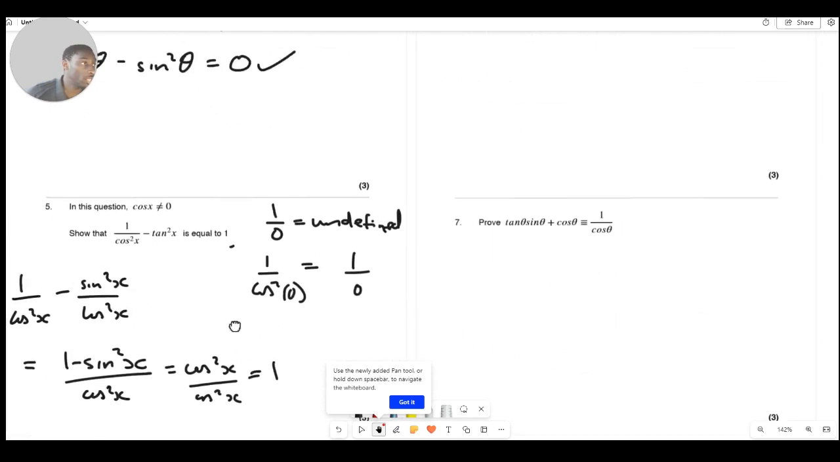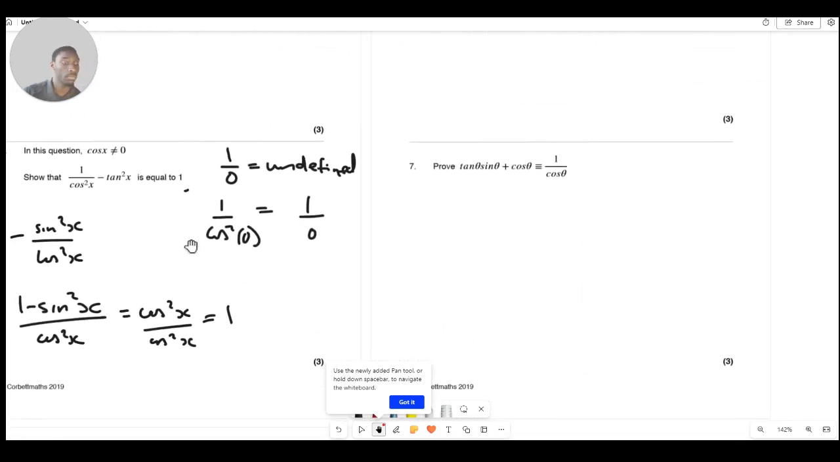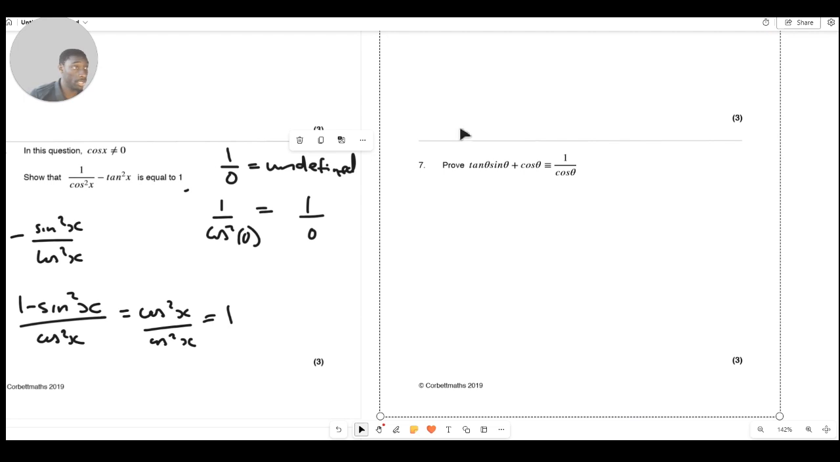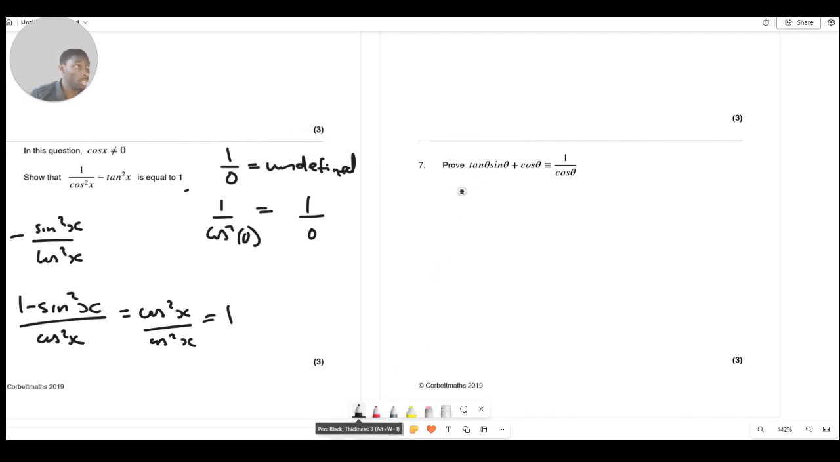Okay, let's look into a few more. So I've got tan theta times sine theta plus cos theta is equal to 1 over cos theta. So again, I can see on my right hand side, I only have 1 over cos theta. Well, with that, we can't do anything with 1 over cos theta, really. So definitely we have to start from the left hand side and then work our way. So I know tan theta is the same as sine over cos. So I can do sine theta over cos theta times sine theta plus cos theta.